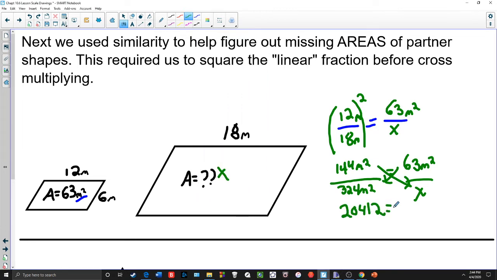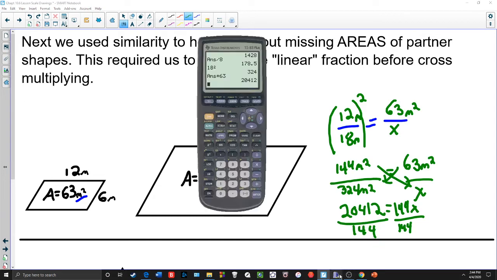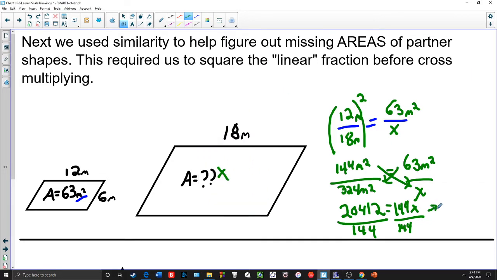2041.2. And then 144 here. And then I divide by 144. I divide by 144. And I get, divide 144, 141.75. So 141.75 meters squared would be my area for the big shape. Okay. Again, I went small to big, so I went small to big in my second fraction.